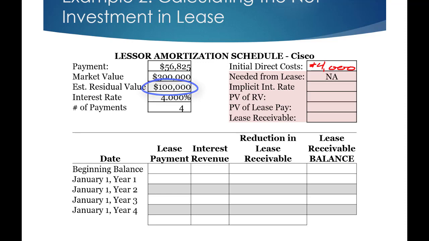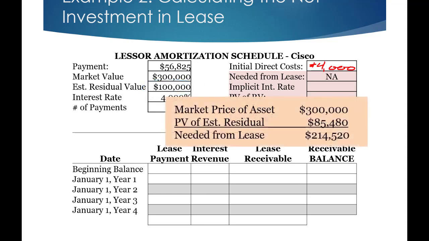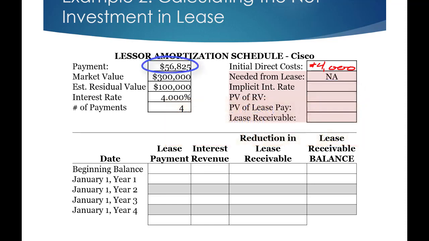value later on. So I do some calculations with time value. I figure out what piece of the $300,000 has to come from the lease. I put that number in there, needed from lease, and then I calculate the amount of my payments. So again, we're not going to do that right now because we already know the payments are $56,825. So we'll just go ahead and move on, but be aware that we're going to get to that as we move forward with our discussion of leases.